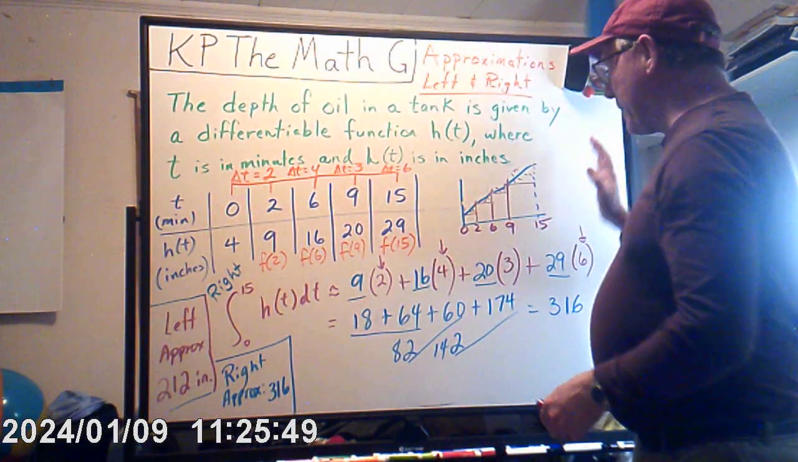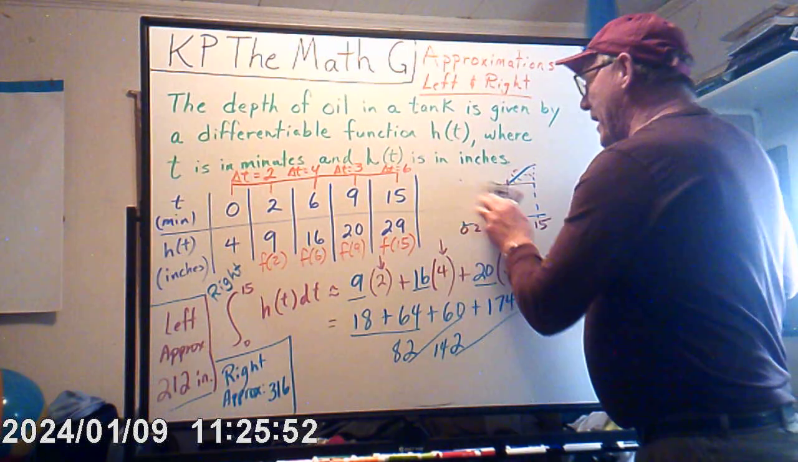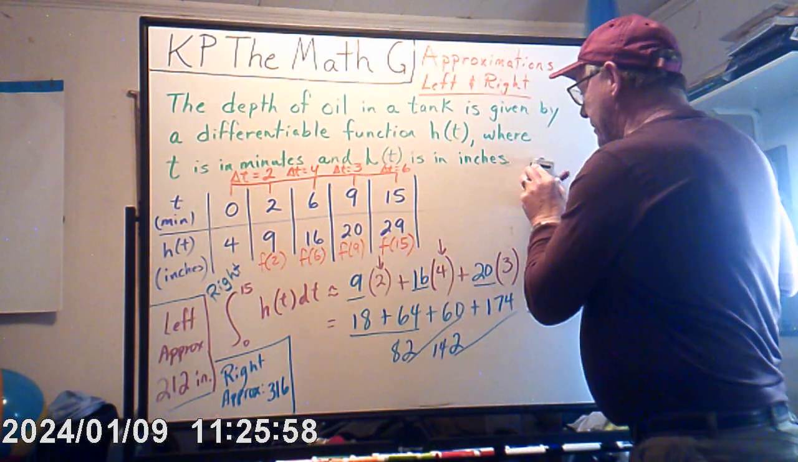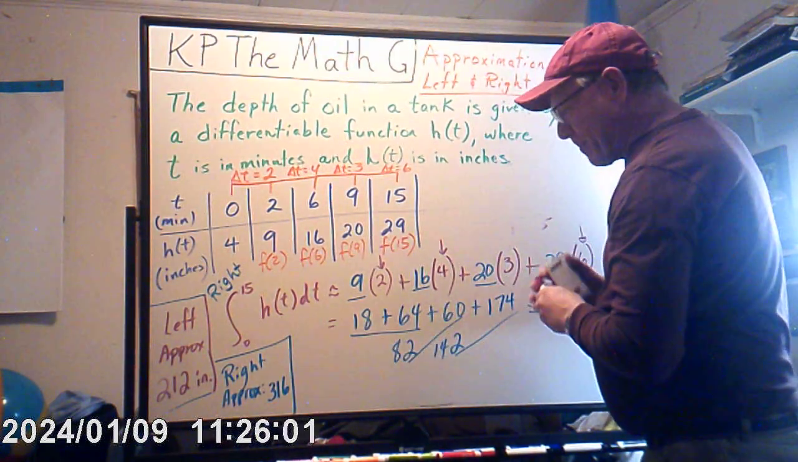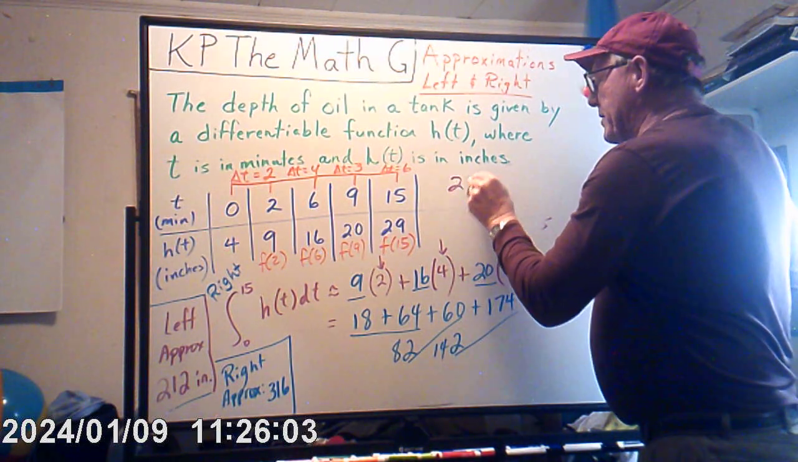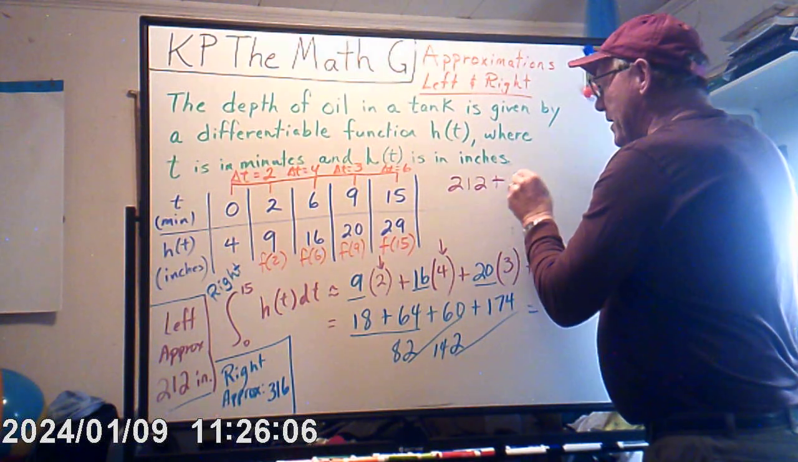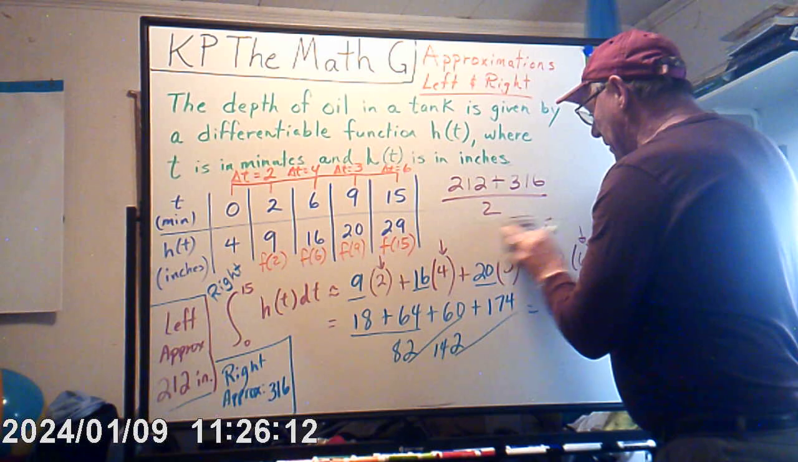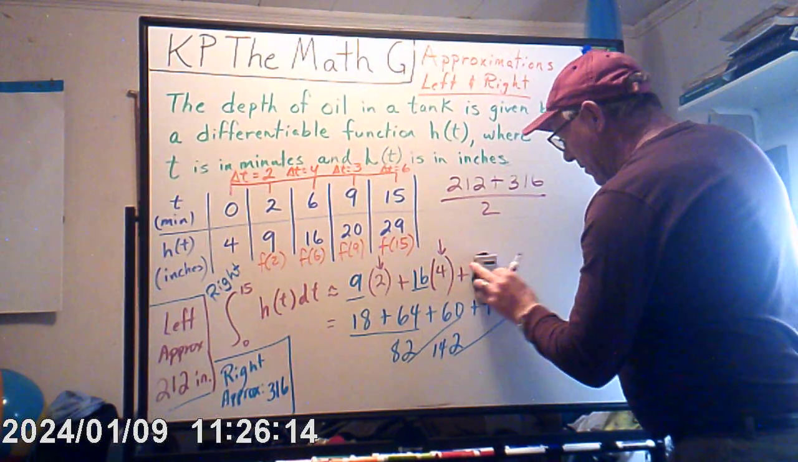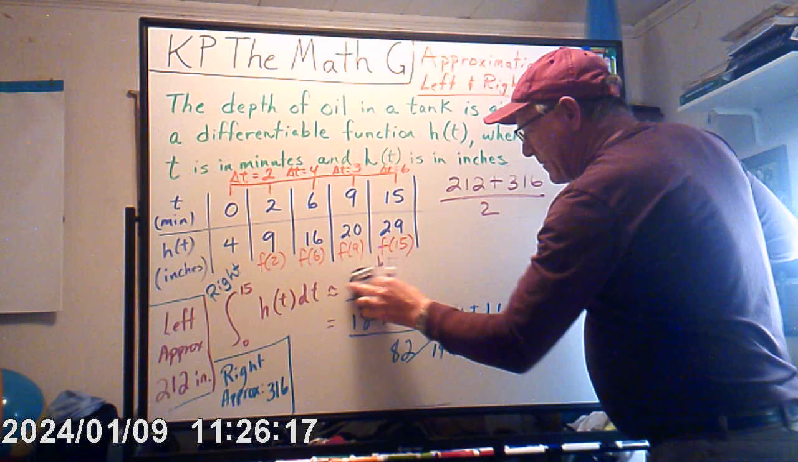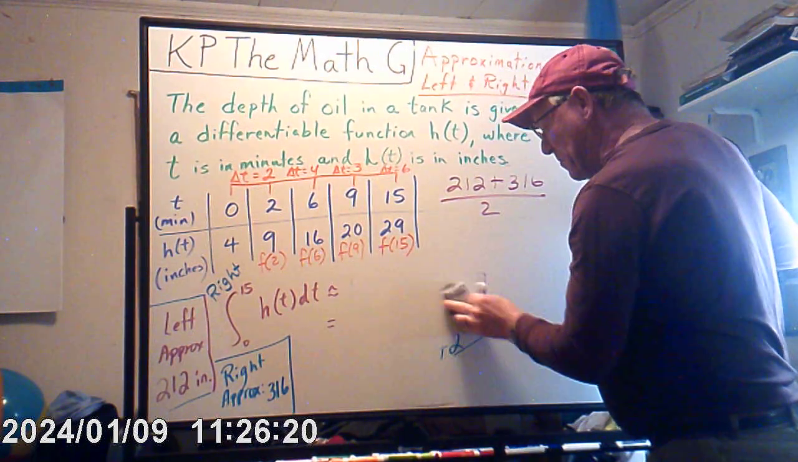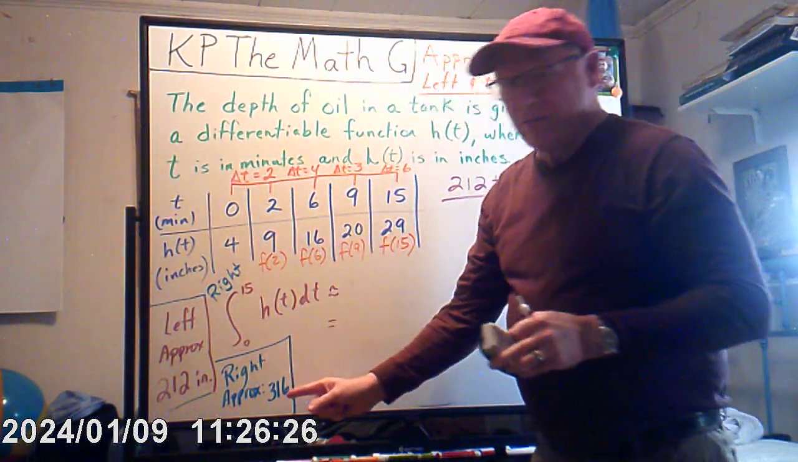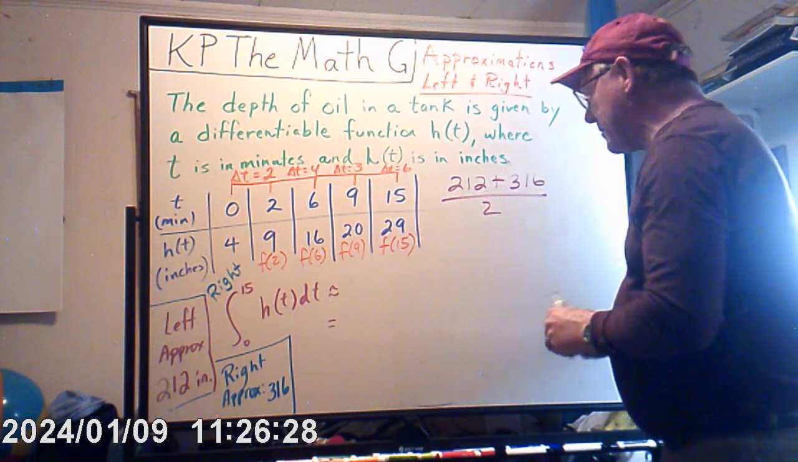Now, if you want to get trapezoidal, you do not even have to do all this work, because you already have left and right. You can simply say 212 plus 316 divided by 2, and I didn't put this in my notes, but this is true of a trapezoidal. You already know your left and right, and if you say, oh, I can't remember how to do trapezoidal, well, if it tells you to do left, go ahead and do right. If it tells you to do right, go ahead and do left also. Then you can get this.